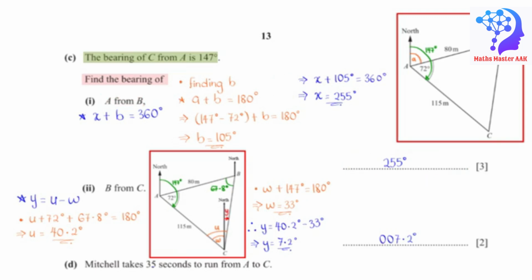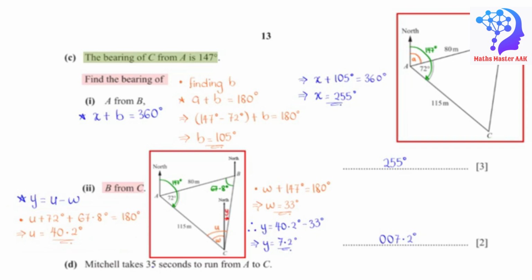Find the bearing of B from C. On the diagram, we've labeled the bearing of B from C with a red arrow and labeled it as Y. Y is equal to U minus W. So to find Y, we need to find the values of U and W. We found angle ABC as 67.8 degrees. U is one of the angles in the triangle ABC, and so when we subtract the sum of 67.8 degrees and 72 degrees from 180 degrees, we get U is equal to 40.2 degrees.